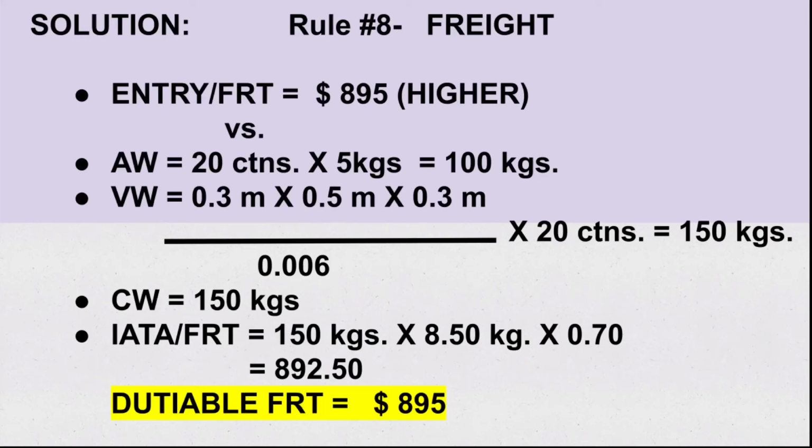we will solve for the freight. So, 150 kilograms times 8.50, and then we have $892.50. So, as you can see, the first entry or freight of $895 is higher. So, this is our dutiable freight, $895. And that's the final answer of this problem.